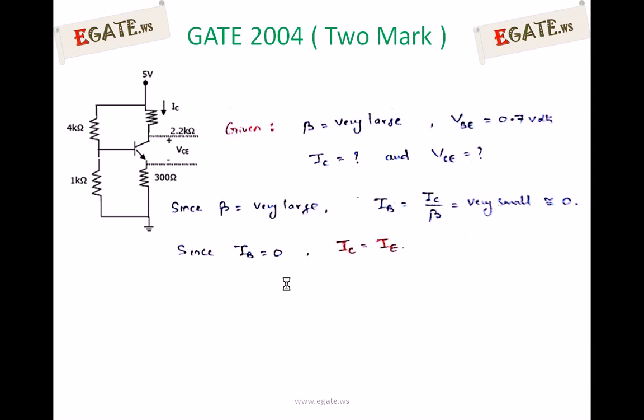So the same current which is flowing through 2.2 kilo ohms is also flowing through 300 ohms. That is the meaning. The current flowing through 300 ohms is nothing but the current flowing through 2.2 kilo ohms, which is IC.